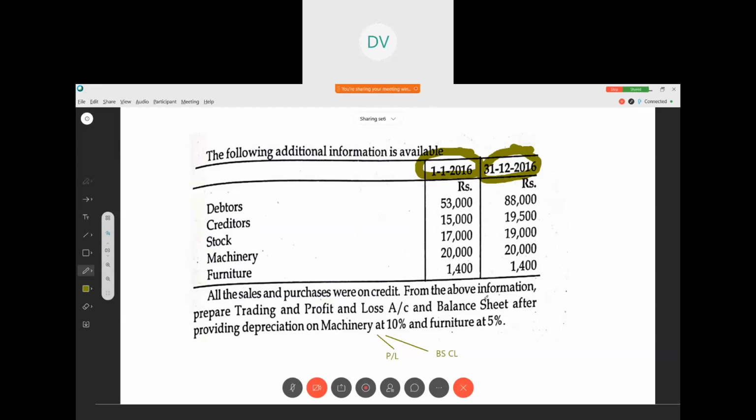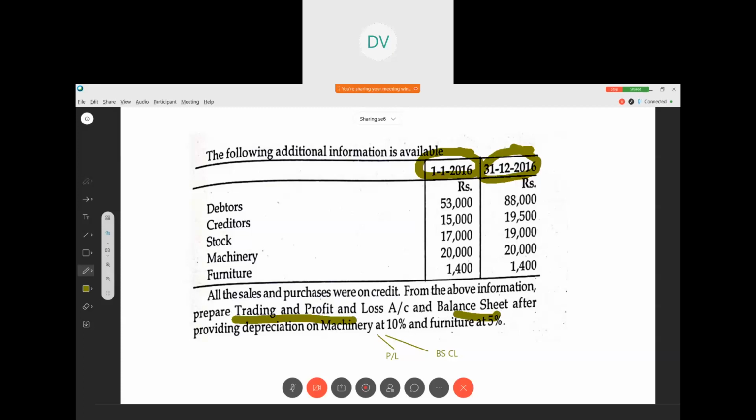Adjustments we'll see. All sales and purchases were on credit. From the above information, prepare trading and profit and loss account and balance sheet. Here they haven't asked us to prepare cash book because they have already given. So whatever is being asked, that we have to see. Trading and profit and loss account and balance sheet.